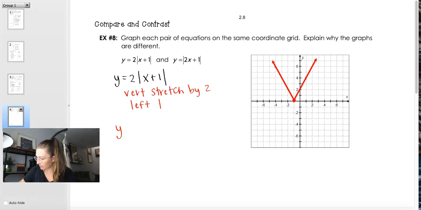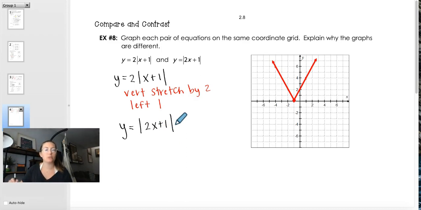Let's change the color here. Y equals absolute value of 2x plus 1. Okay. The 2 is now inside the function. 2 is being multiplied to the inside. So it's no longer a vertical stretch or shrink. It's a horizontal stretch or shrink.